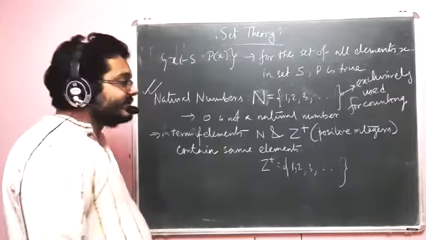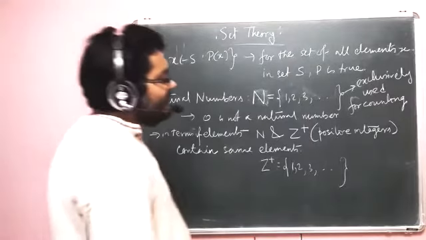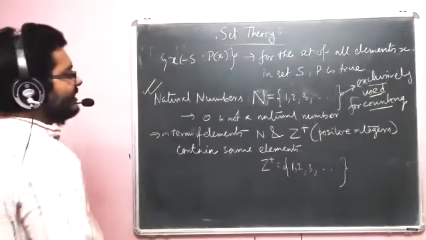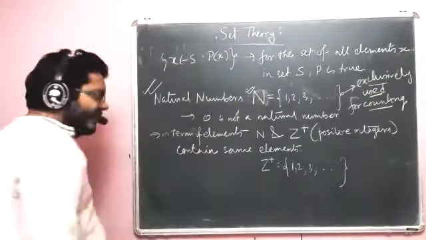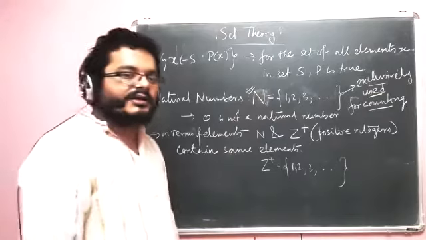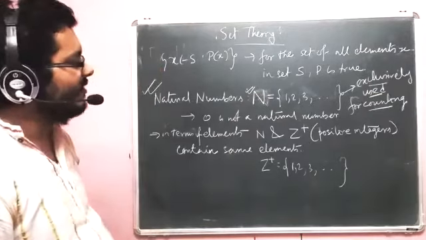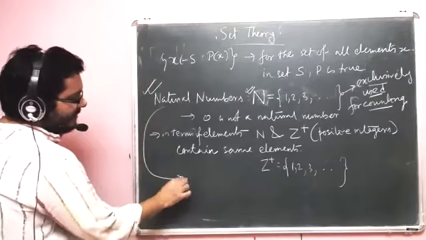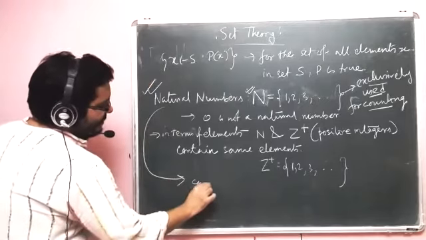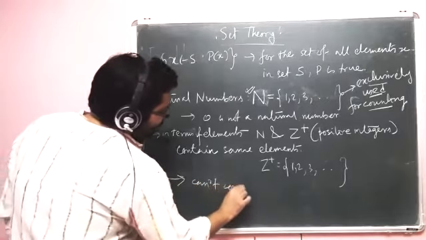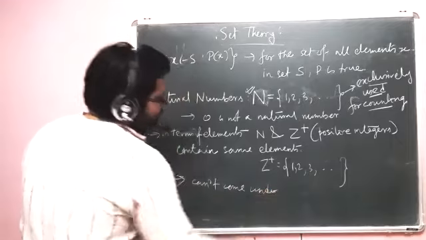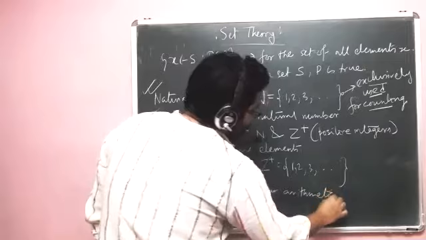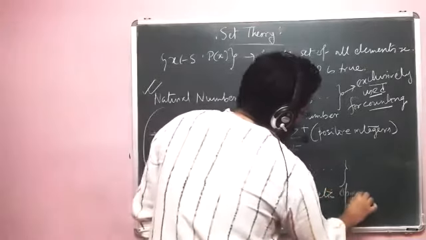All right, so this is the first thing. The second thing is that if I'm saying they're exclusively used for counting, that means technically natural numbers cannot be added, cannot be subtracted, or cannot be multiplied. All those operations are restricted for natural numbers. So natural numbers cannot come under arithmetic operation.